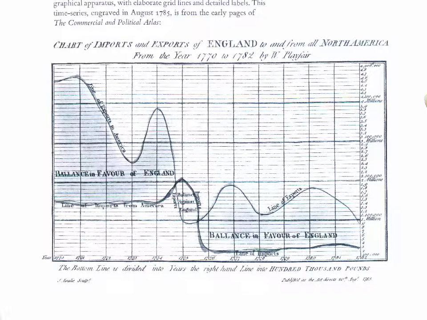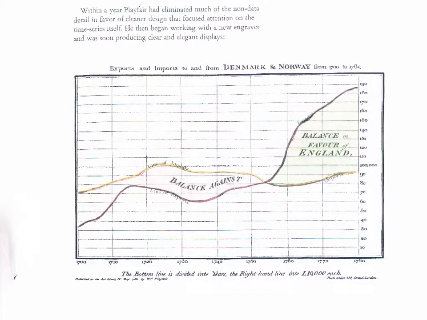I use this first chart to explain how the rendering of charts should be intuitive. This one has too many lines on it, and the balance of exports from imports is sort of backwards. The balance in favor is going down instead of going up. Anyway, it's hard to understand. The second chart is much clearer.